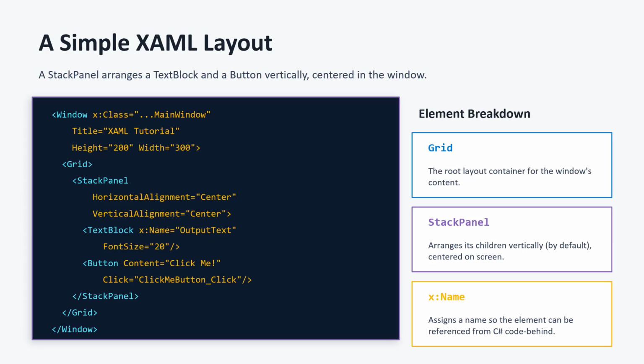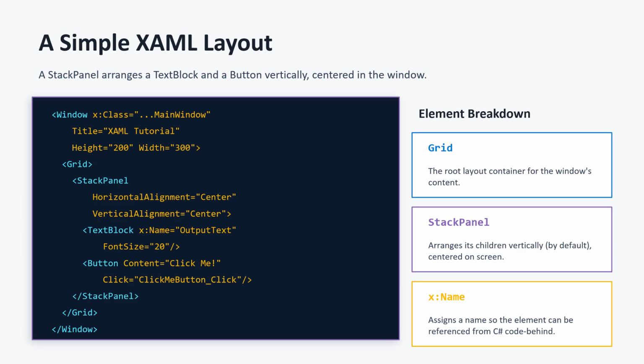Inside of the stack panel, we have two children, a text block given the name output text so we can reference it later from C# with a font size of 20, and a button with its content set to click me, and a click attribute wired to a method called clickMeButton_click.